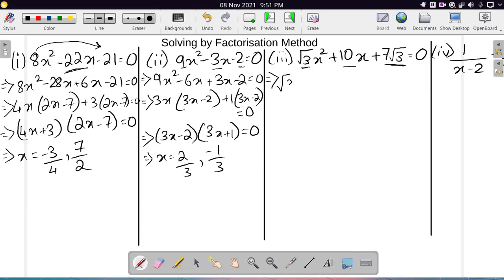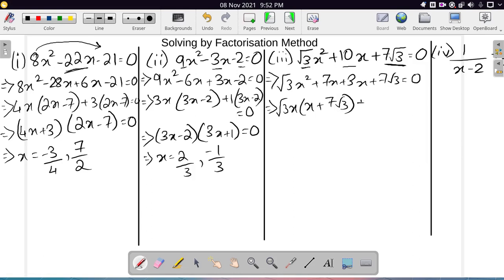We will write root 3 x square plus 7x plus 3x plus 7 root 3 is equal to 0. Here what will we take common? We will take root 3 x common. We can do that. So this will be x plus 7 root 3.